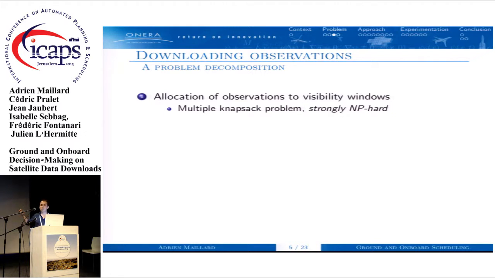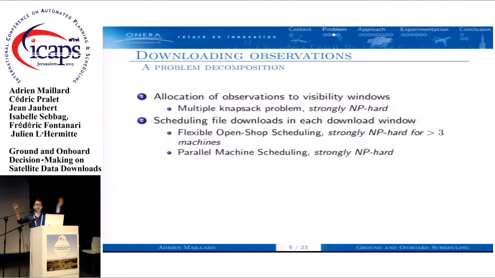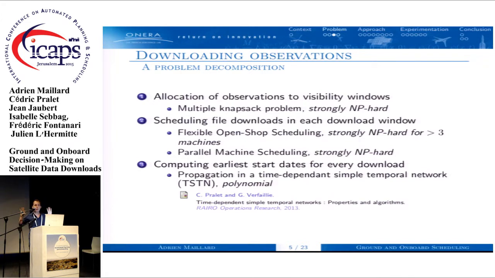This problem is the reunion of several subproblems. When you allocate observations to visibility windows, you can think of a multiple knapsack problem, which is strongly NP-hard. And when observations are on visibility windows, you have to schedule the files, so you can think of a flexible open shop or parallel machine scheduling. And when you have solved the first two problems, you just have to compute earliest start dates for every download. That is polynomial, since it's a time-dependent simple temporal network.